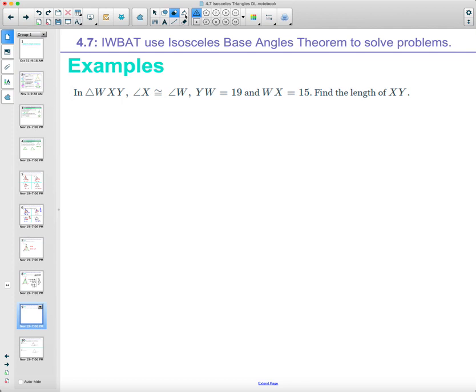One more where we're going to draw out the triangle here. So draw your triangle again. Label the sides. So W, X, Y. Doesn't matter the order you write those in. Angle X is congruent to angle W. So X is congruent to W.